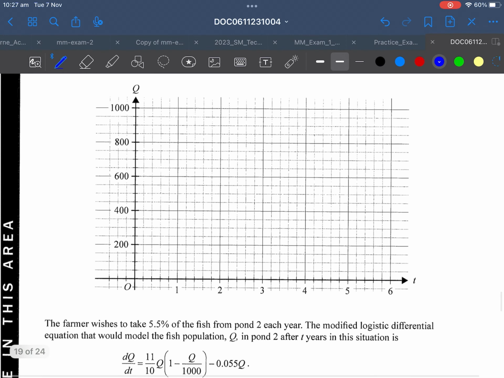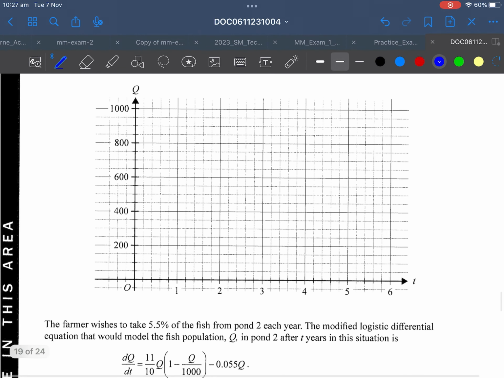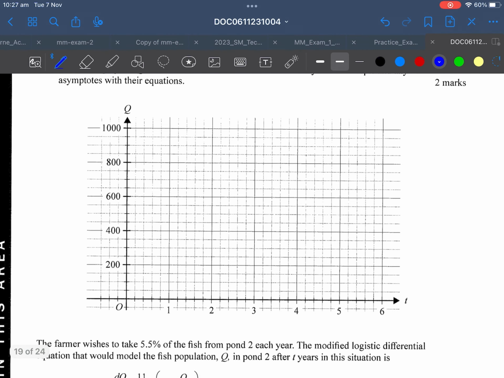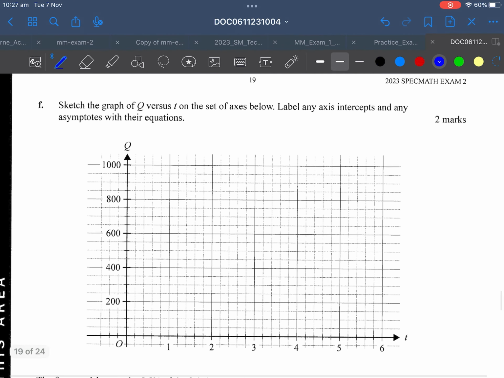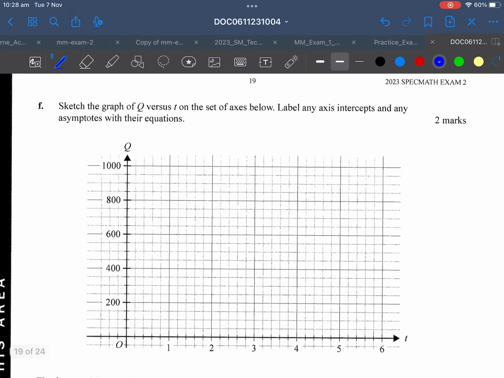Okay, cool. What do we have to sketch? My iPad is not cooperating. Sketch the graph of Q versus t on the set of axes below. Label any axis intercept and any asymptote with their equations. So what we can do is use limits to find the horizontal asymptote. Because this is a logistic function, there will be Q equals 0 as one of the asymptotes and Q equals 1000 as the other, I think, if I'm not mistaken, but I'm just going to check with the limit as well.